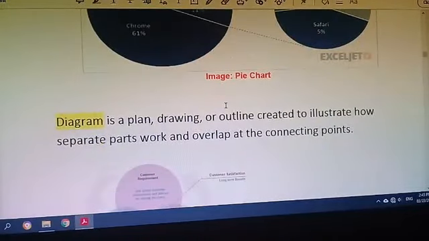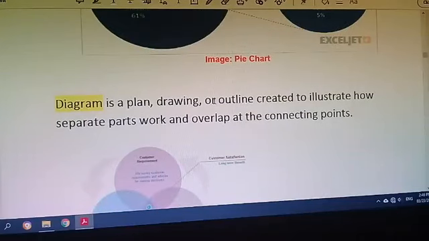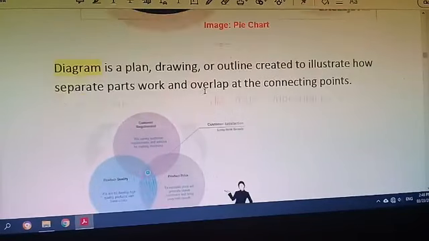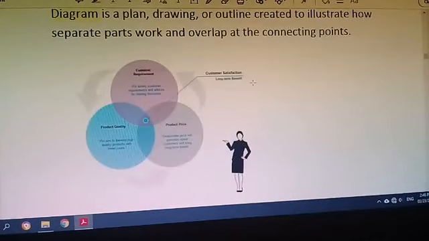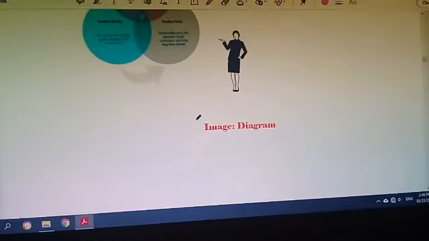Now you can see diagram. Diagram is a plan, drawing, or outline created to illustrate how separate parts work and overlap at the connecting points. This is a diagram. You can see here crossing this. Now, image of diagram.